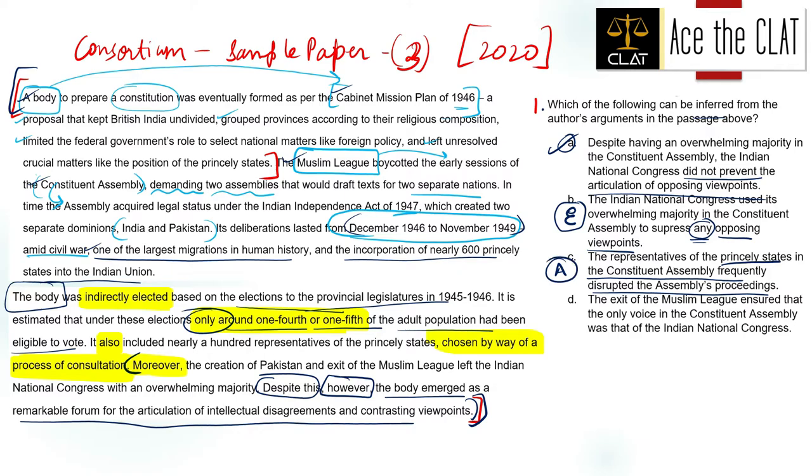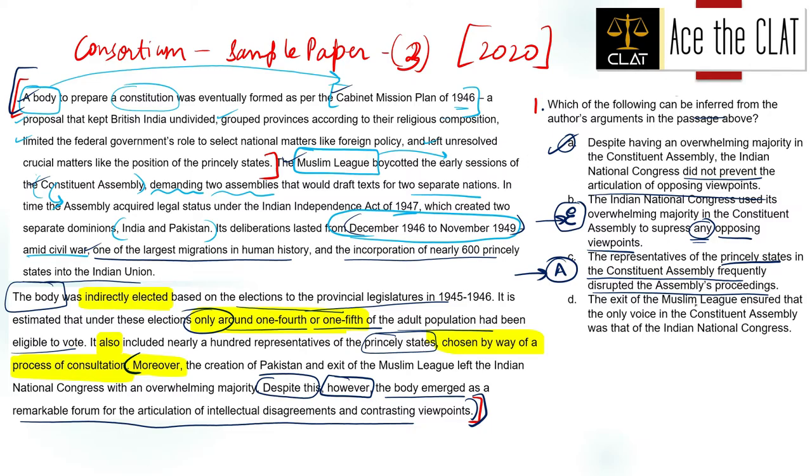Why is this so? Because about the princely states, all that has been said is that some people came from there to the assembly, and some of them frequently disrupted the meetings, nothing more. That is why this is an alien option. Focus on why the answers are not correct, right? Option A is correct, we know that.